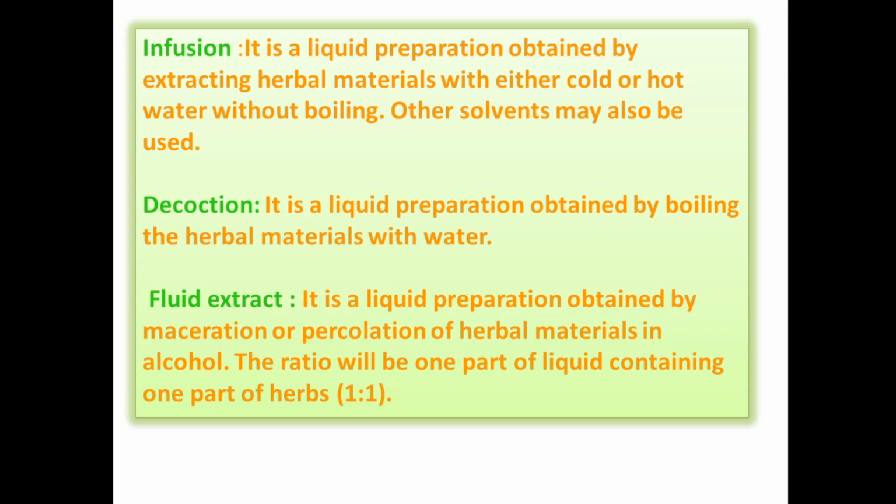Decoction is a liquid preparation which is prepared by boiling herbal raw material with water. Just take a powdered drug, then it is boiled with water, and the boiling should be for 15 to 30 minutes, and after that it is strained, and the filtrate you are getting is a decoction. Fluid extract is a liquid preparation which is obtained by maceration or percolation method of herbal material in alcohol. The ratio will be 1 part of herb with 1 part of liquid.